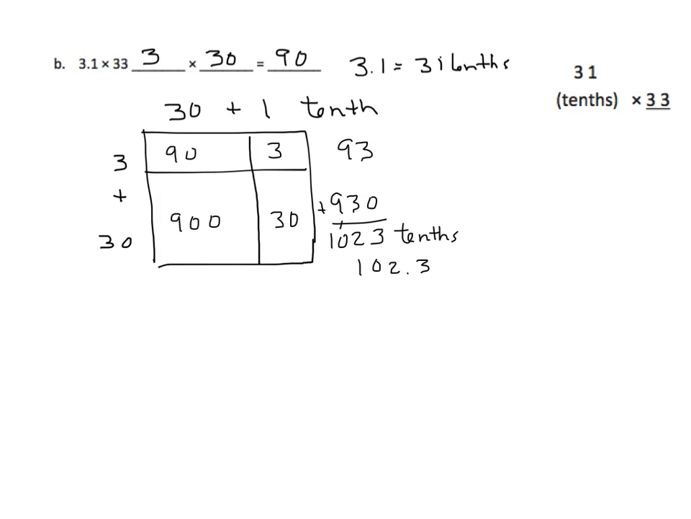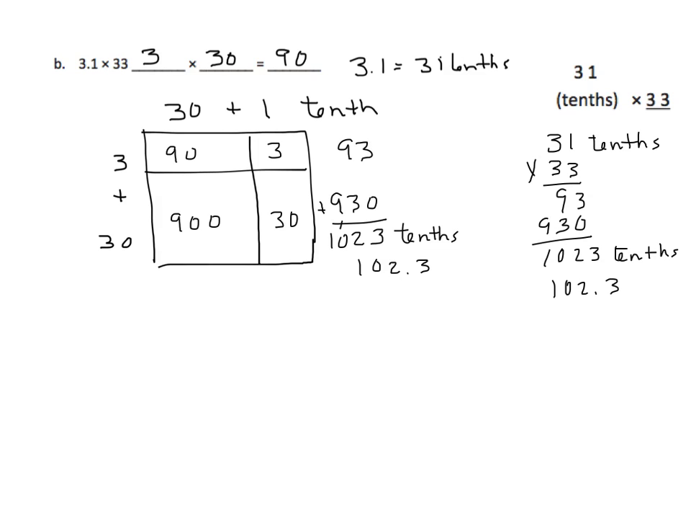Standard algorithm using tenths. We have 31/10 times 33. And we get 1,023 once again as tenths, and in standard form, that's 102 3/10. Again, we'll look at our partial products.